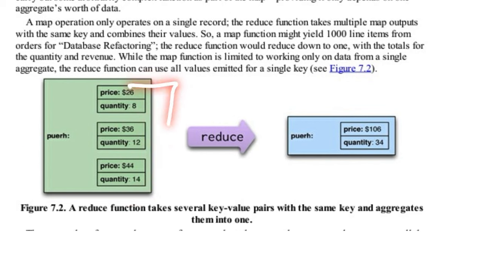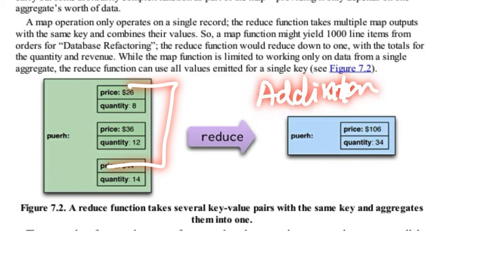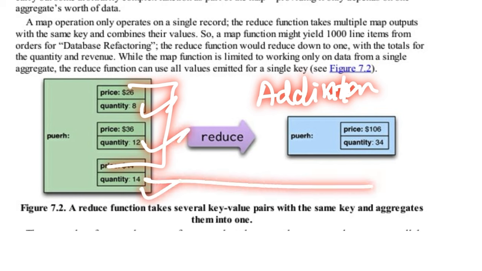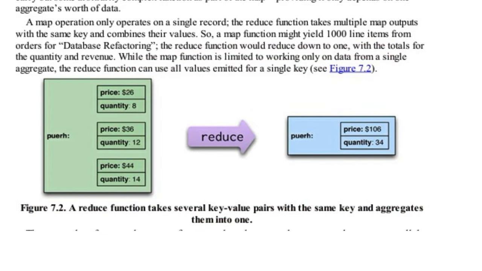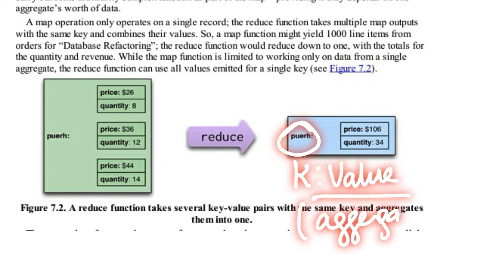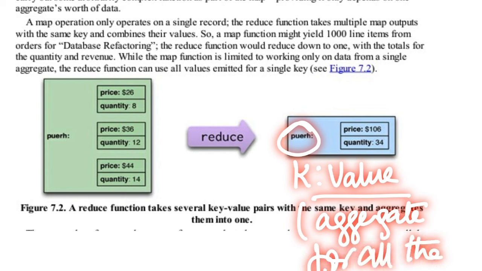Here if we see, it is doing the addition operation. So 8 plus 12 plus 14, it is adding all the quantities and adding all the prices. So here we are getting one aggregate for one particular key. We are generating a key with a value as an aggregate for all the value pairs in the initial aggregate.